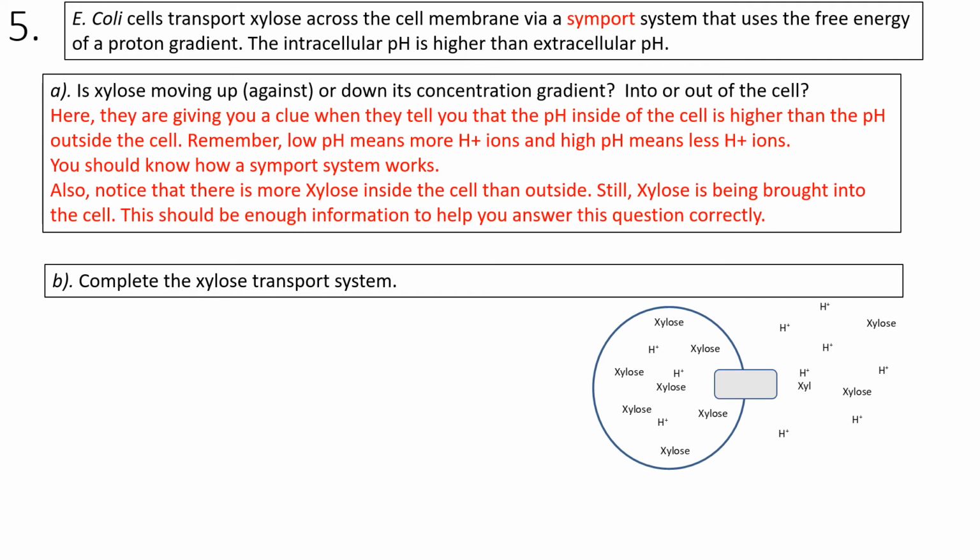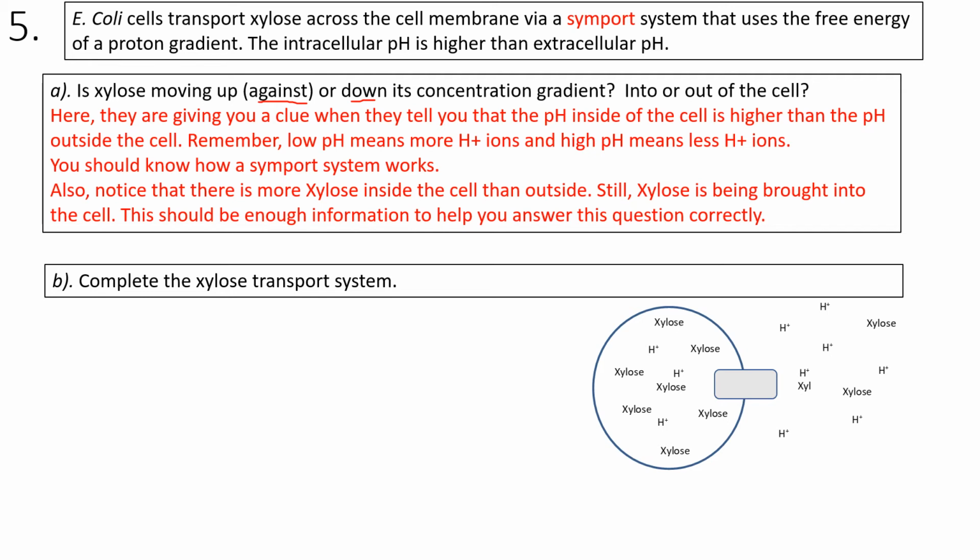Okay, number 5. E. coli cells transport xylose across the cell membrane via a symport system that uses the free energy of a proton gradient. The intracellular pH is higher than the extracellular pH. A. Is xylose moving up or down its concentration gradient? Okay, so what is happening? Is xylose moving up or down its concentration gradient? Is it moving into or out of the cell?